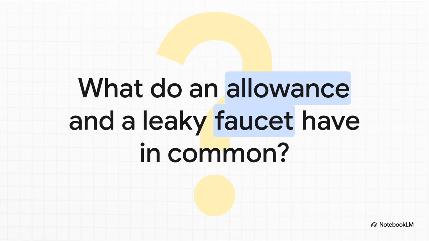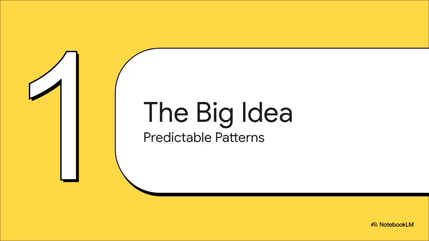But think about it for a second. Your allowance probably goes up by the same amount each week. And that leaky faucet? It loses water at a steady, constant drip. They both represent a predictable change, a pattern we can actually see. And that right there, that's our big idea for today. Taking these predictable patterns and making them visual. It's really the key to understanding what a linear relationship is all about.